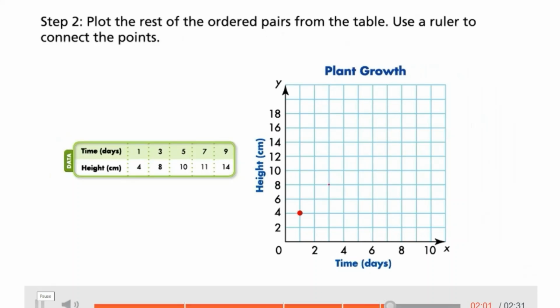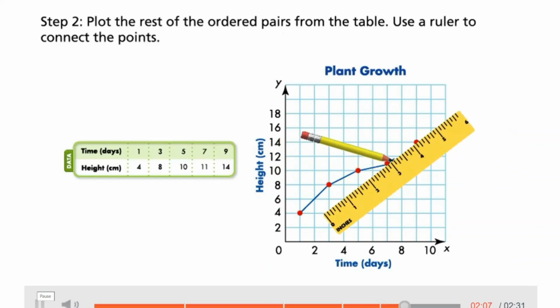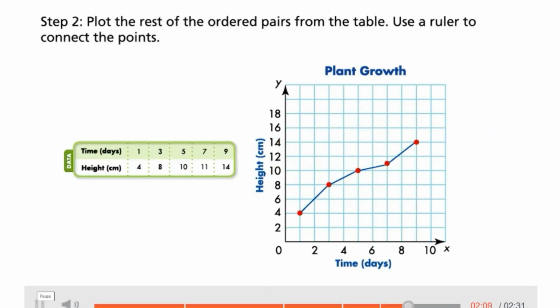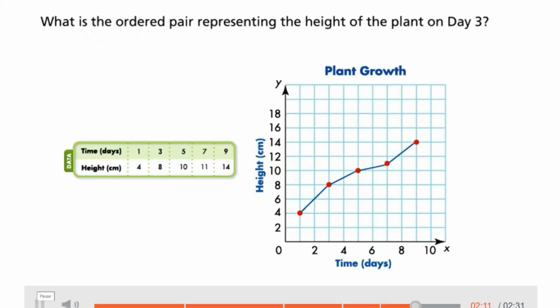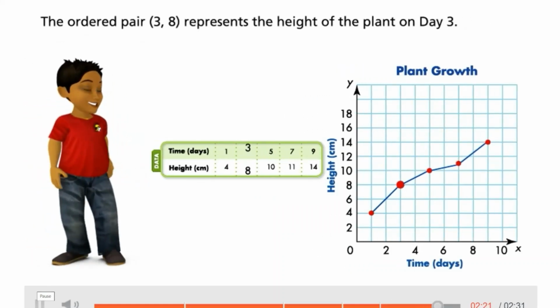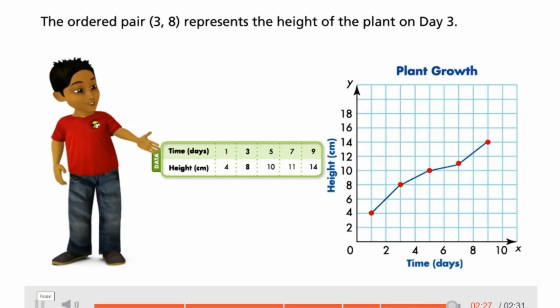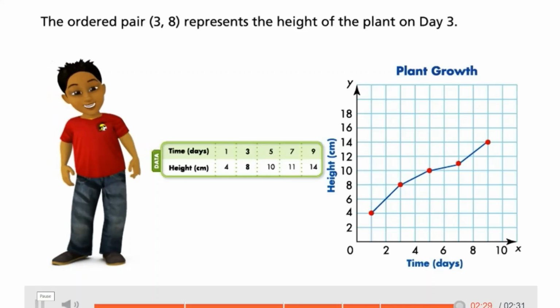Step 2. Plot the rest of the ordered pairs from the table. Use a ruler to connect the points. What is the ordered pair representing the height of the plant on day 3? The ordered pair 3, 8 represents the height of the plant on day 3. Now you know how you graph a point on a coordinate grid.